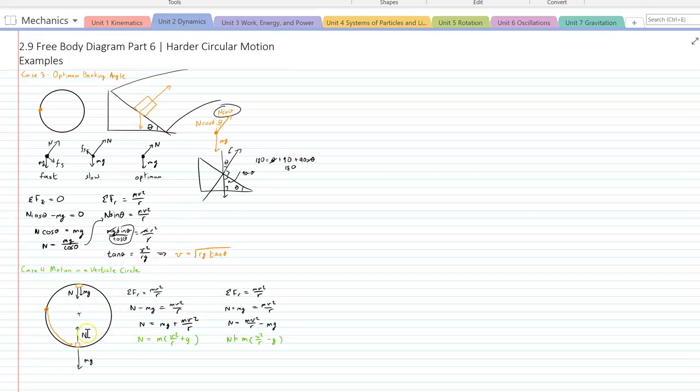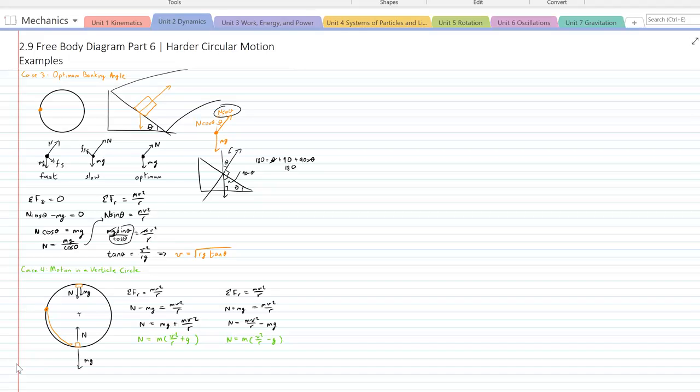And notice that the centripetal force has to be pointing towards the center. It can't be pointed kind of at the center and a little bit away. That means you have to break the force into components, and you might have to use some geometry to find that out. So that's it for the whole free body diagram series.